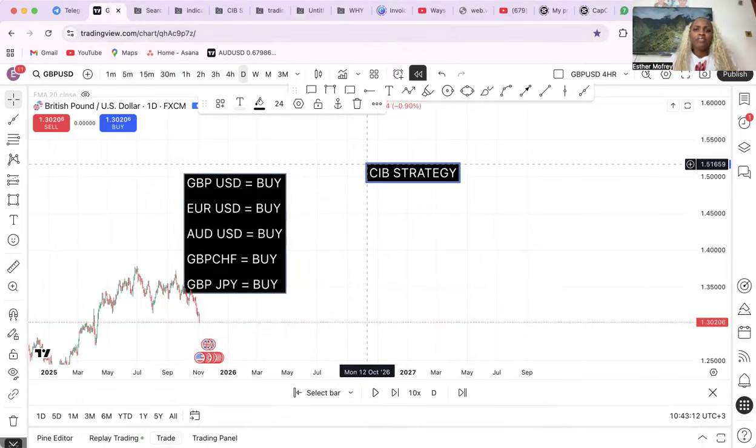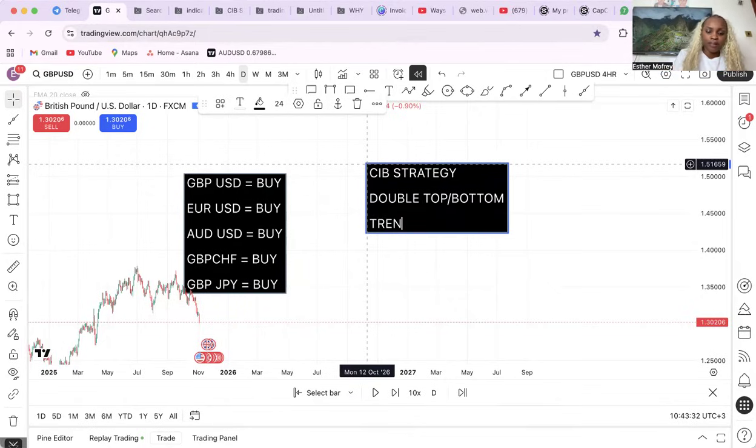Whenever you're trading GBPUSD, that will give you confidence to trade the rest of the currencies. We are trading the CIB strategy, and then we can use a double bottom or double top pattern, which is very important when you use it as a strategy, and then we can use trend lines. I want you to combine these three strategies to be accurate. So anytime you open your chart, combine CIB, combine a pattern like a double top or bottom, and combine trend lines.